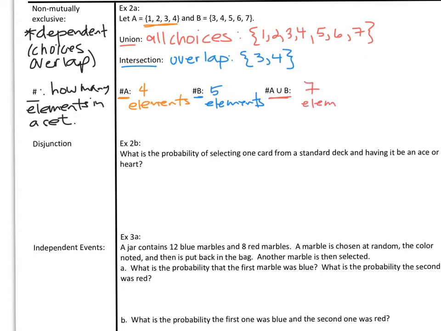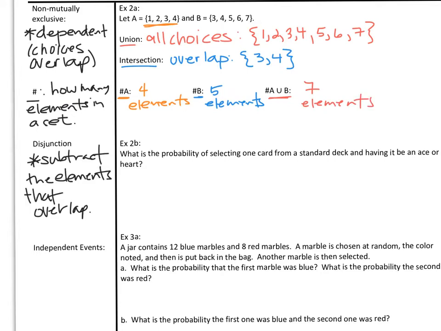So that means we have to do something with that overlap. And here's how we'll work with that. If we have elements that are in common in more than one situation, that's called a disjunction. And if we want to determine probability, we have to subtract out those elements that overlap. Here's example 2b. What is the probability that selecting one card from a standard deck is either an ace or a heart? Now remember we said "or" means we're going to add.